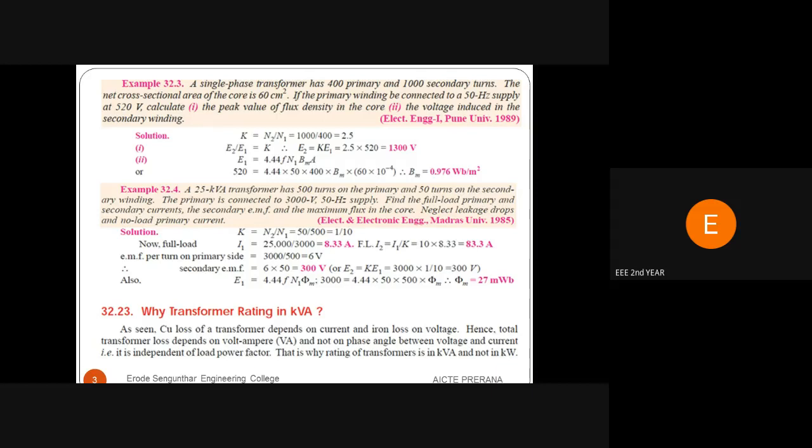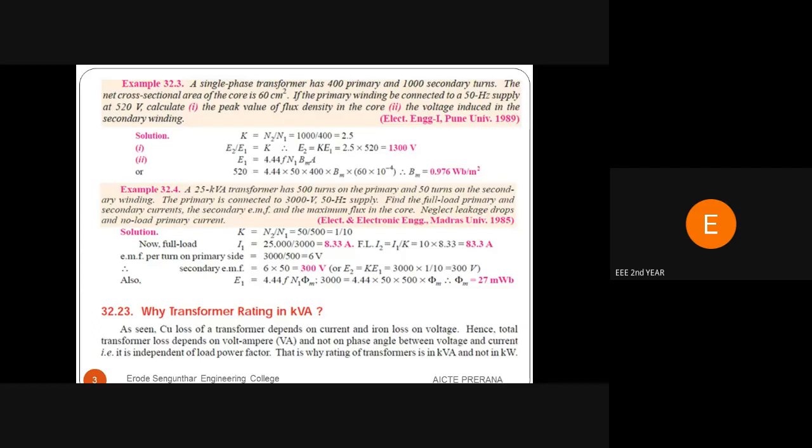The transformer has no rotating part, so there is an absence of mechanical losses. So only two losses are there. In the case of other machines, there are three losses available: copper losses, iron losses, and also mechanical losses. But in this case, the transformer has no moving parts.